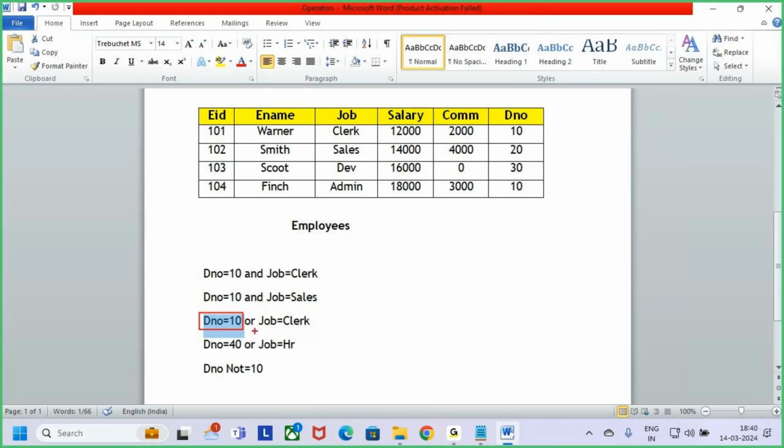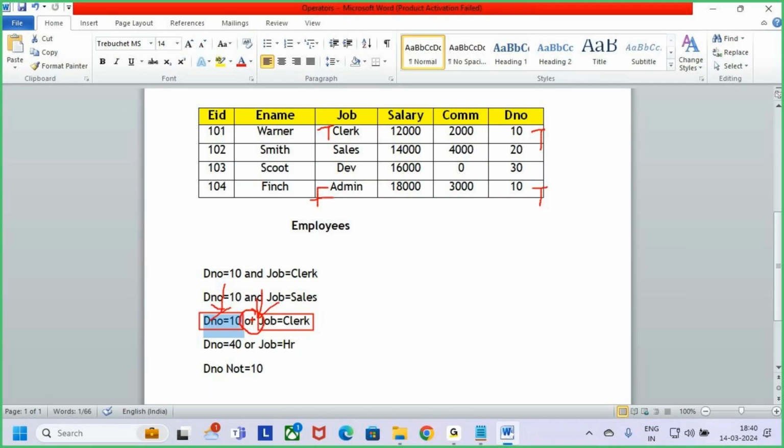First condition is department number is equal to 10, or job is equal to clerk. Between these two conditions, what is the operator I'm using now? OR operator. My first condition is department number is equal to 10. Here the first condition is true, and here also the first condition is true, since there are two employees working in the 10th department. Now my second condition is job is equal to clerk. Warner, in the 10th department, is working as a clerk, so the second condition is also true. But there is one more employee, Finch, who is not working as a clerk, so here the second condition is false.